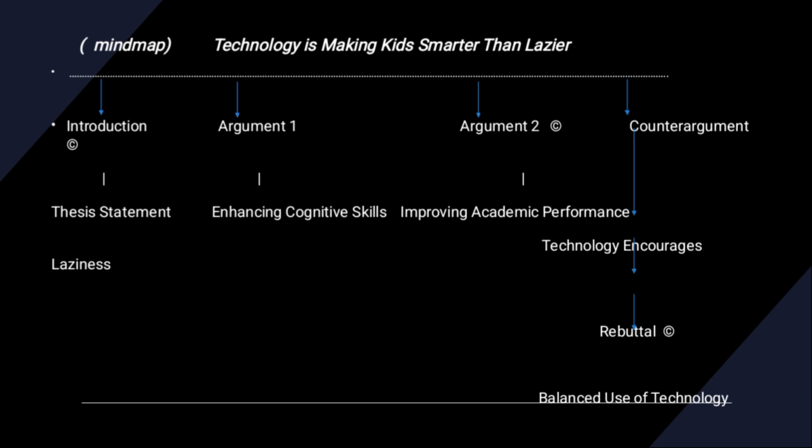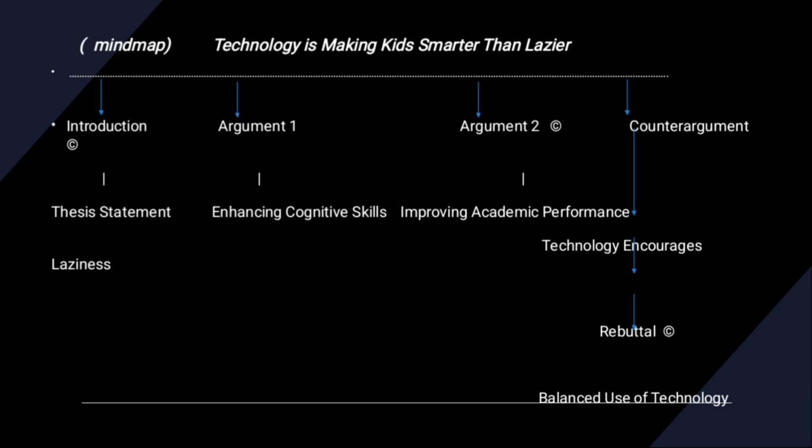We also consider a counter argument such as technology leading to laziness. But with a rebuttal, we show that balanced use makes technology more beneficial than harmful. So this helps students visualize the flow of their essay before writing. This falls under the pre-writing category, where the student is trying to hunt for resources. What do I need to put in place before I dive into the writing process?